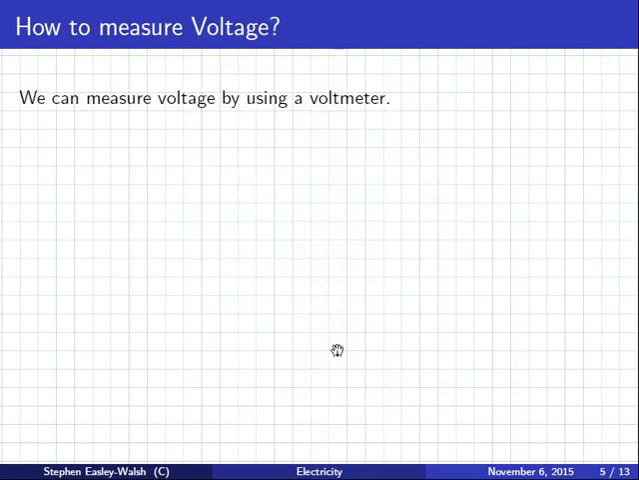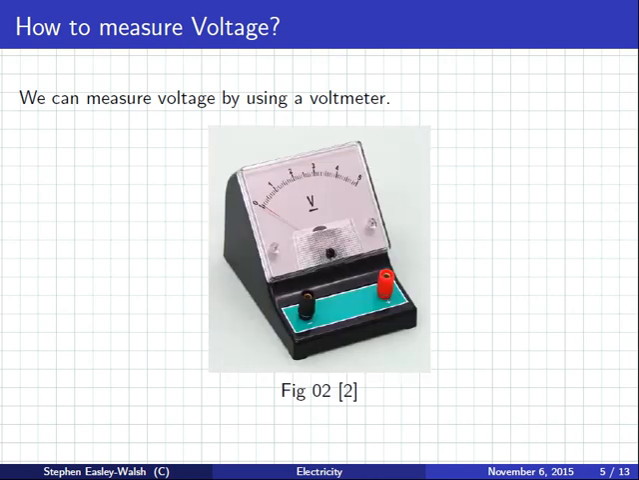Comics aside, how can we measure voltage? So what do we use to measure voltage? A voltmeter. That's what an old-fashioned one looks like. A classic voltmeter. I just need you to write this vocabulary down. So we measure voltage with a voltmeter.